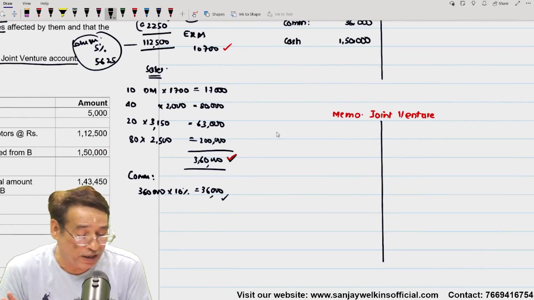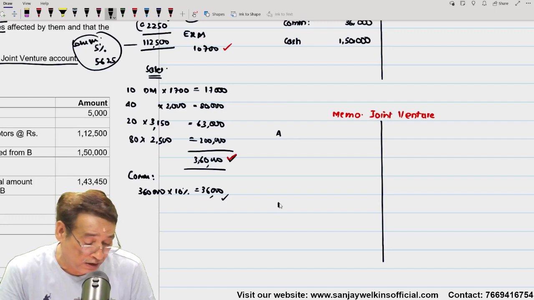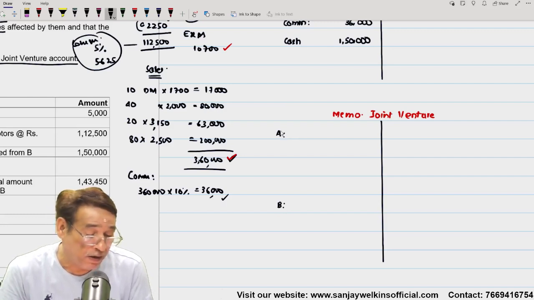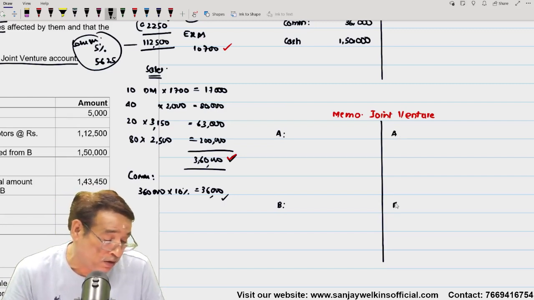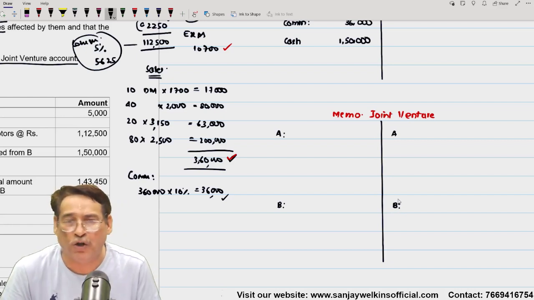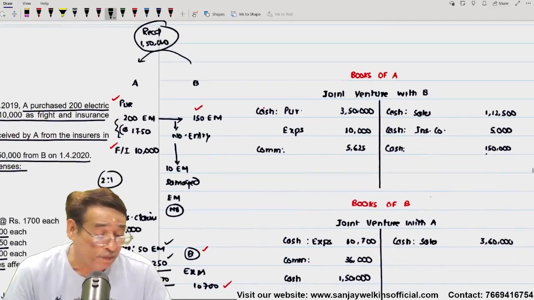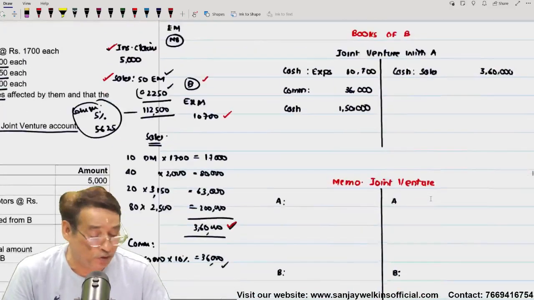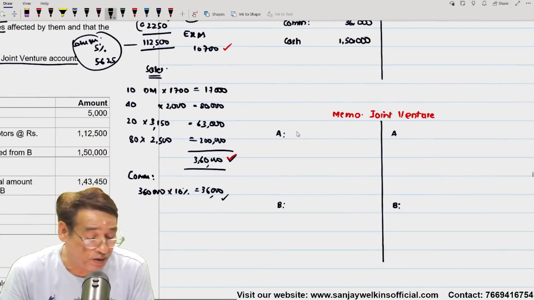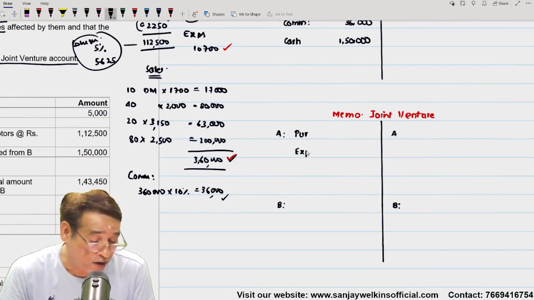Now see, in order to prepare the memorandum joint venture account, what you are going to do, you are going to write here all the transactions incurred by A and all the transactions incurred by B, correct? Which are appearing on their debit side. Similarly, on the credit side, all the transactions incurred by A and all the transactions incurred by B will be incorporated. That's all. For example, on the debit side of A, you have written purchases and expenses and commission. So you will write here A, purchases, expenses, commission of A.